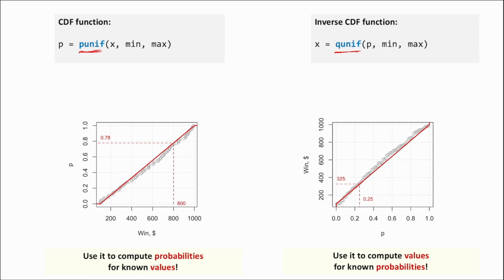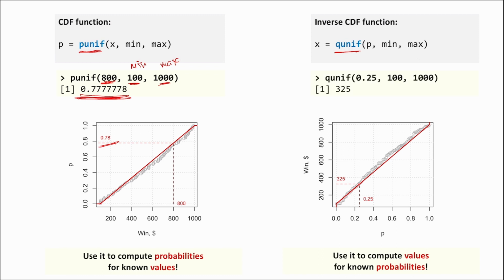And then you can, for example, do the computations by simply putting in all these values. So this is $800, the smallest value, the largest value, the min, and the max. And that gives you the probability. And that's exactly what we have calculated manually, right? And then similarly here, you put the probability, you put the min, you put the max, and that gives you the value. It's exactly what we also found together using the manual calculations. Okay.